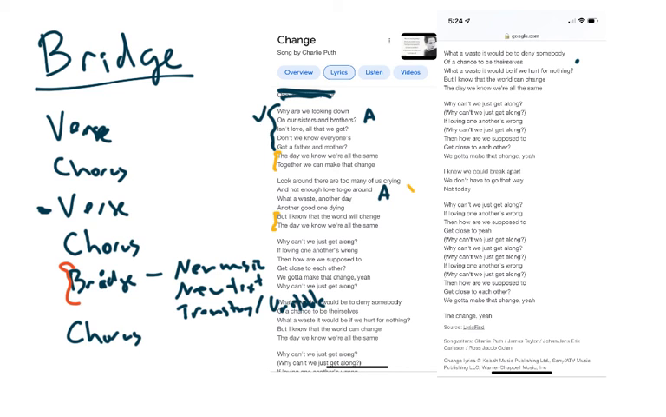So we got verse, pre-chorus, verse, pre-chorus. Then we get our actual chorus.